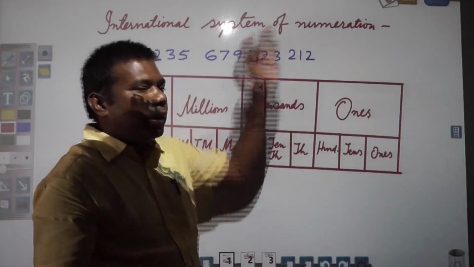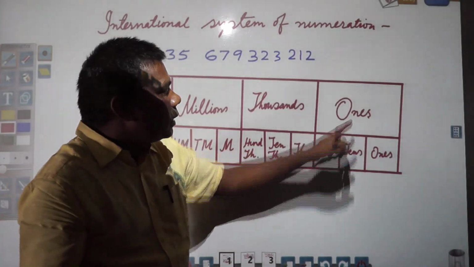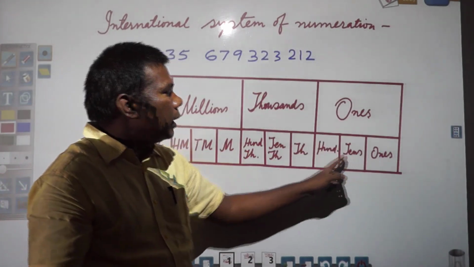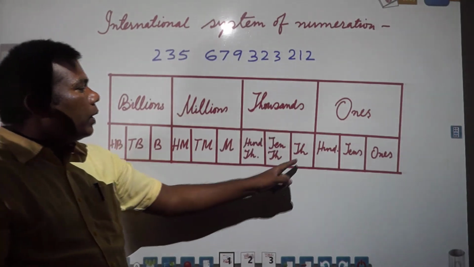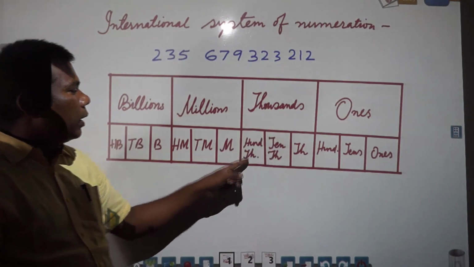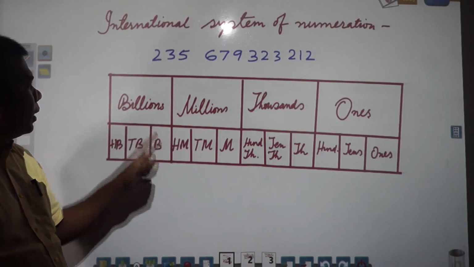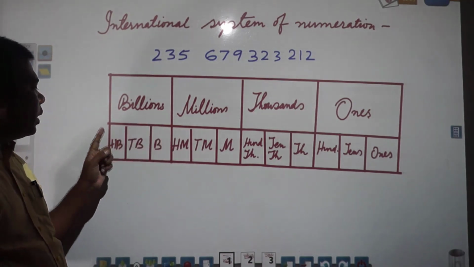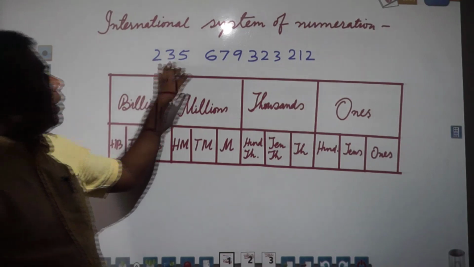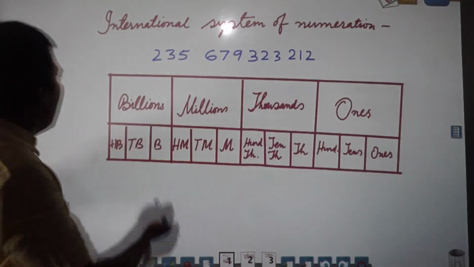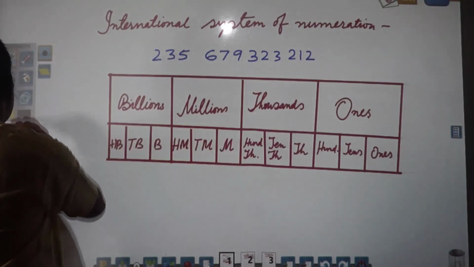International system of numeration. Here what we write: in ones we write ones, tens, hundreds. In thousands we write thousand, 10,000, 100,000. In millions we write million, 10 million, 100 million, and in billions we write billion, 10 billion, and 100 billion. If any number is there, how do we write?